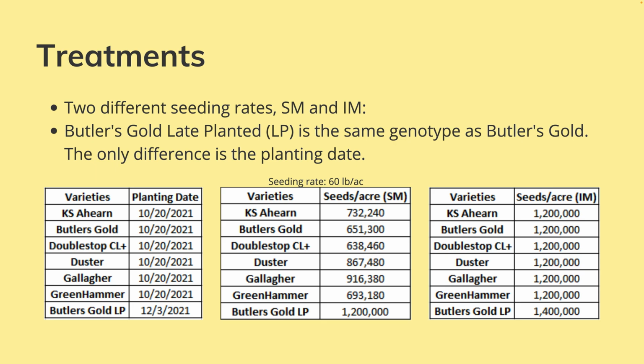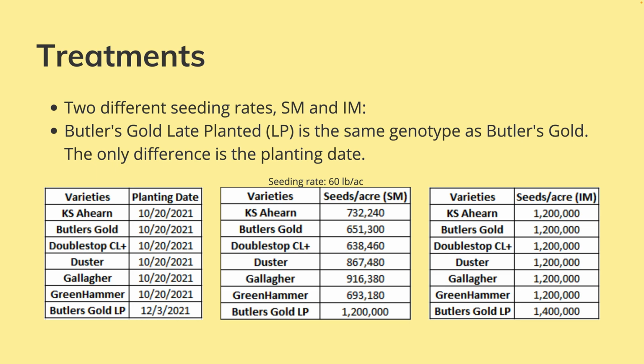We had two different seeding rates for standard and intensive management. And as we saw, Butler's Gold Late Planted is the same genotype as Butler's Gold. The only difference is the planting date. Here you can see the planting dates for each variety. And the one for Butler's Gold Late Planted was December the 3rd, so during winter time, when you have days with shorter daylight hours.